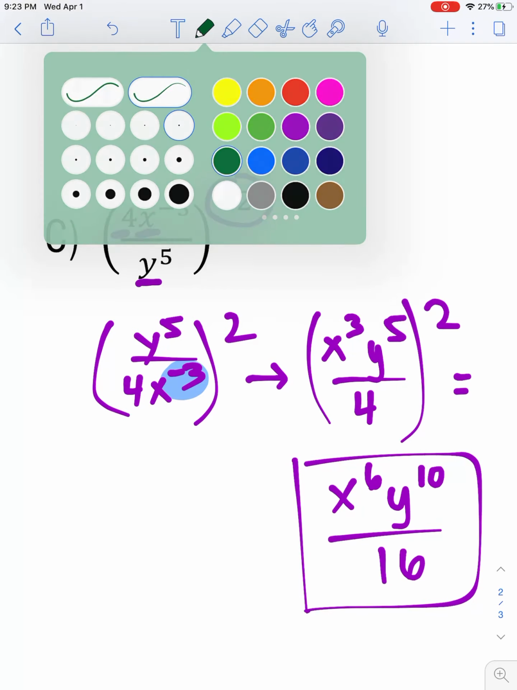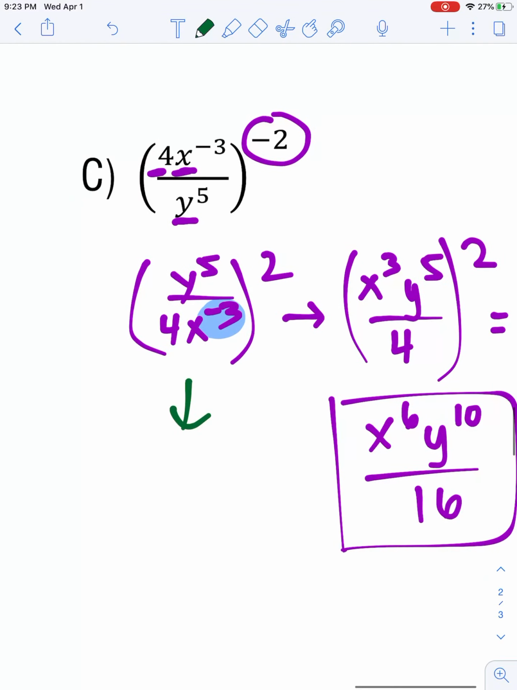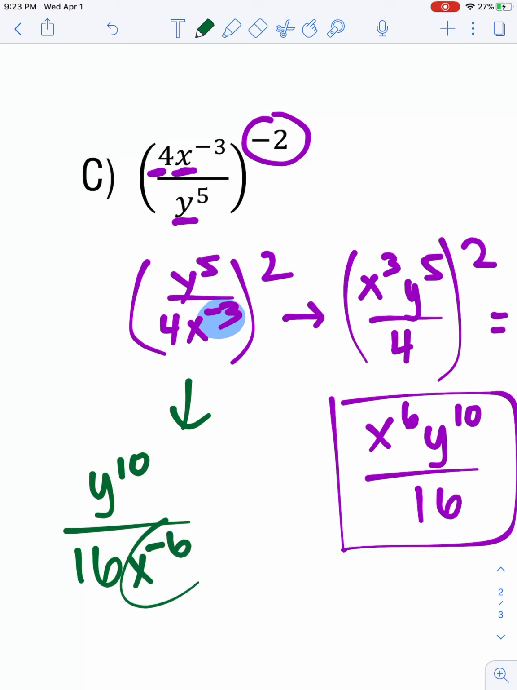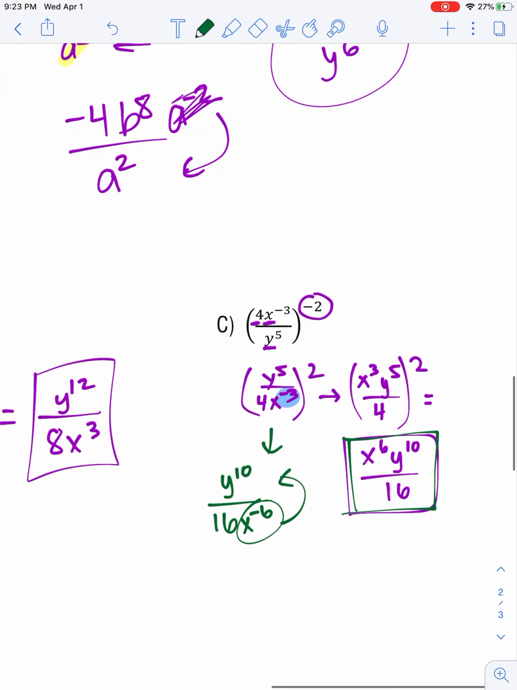Your other option could have been from here to take everything to the second power. So y to the 5th to the 2nd is y to the 10 over 4 squared, which is 16. X to the negative 3 squared is x to the negative 6. And then finally, we can't leave a negative exponent in our final answer. We'd move it to the top, make it positive, and that would give us the same answer we got over here.